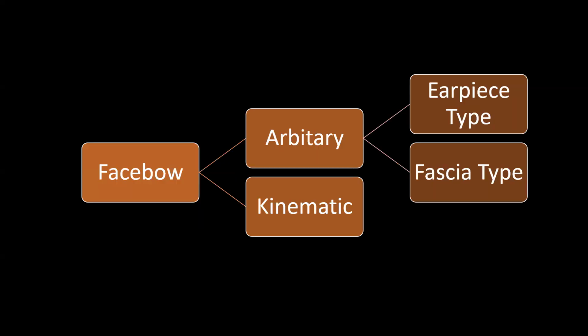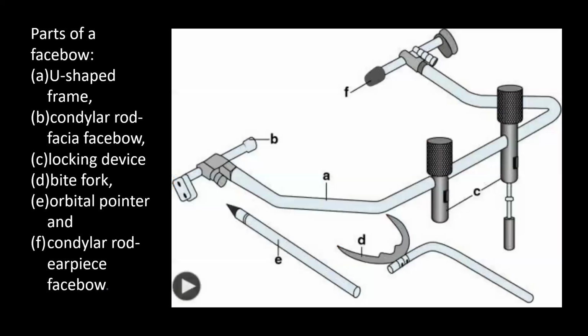When we describe the face bow, we have two distinct types of face bow, the arbitrary and the kinematic type. The arbitrary, which is easily usable, has an earpiece type of face bow and a fascia type of face bow. The earpiece type of face bow uses the ear as the posterior reference points, and the fascia type uses the skin. The more accurate and tedious face bow is the kinematic type of face bow.